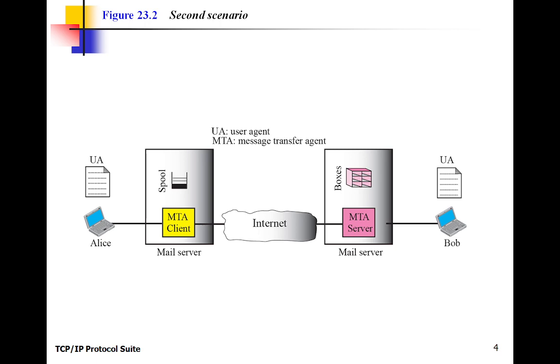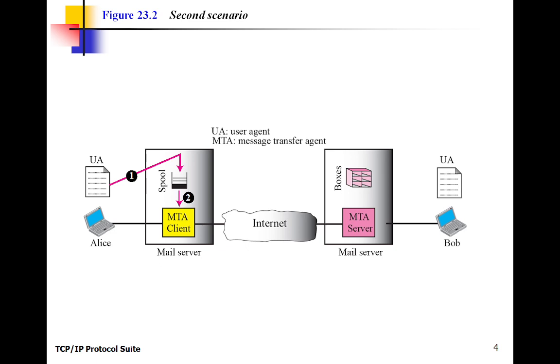So here in the mail server we have an MTA client, and we can have a spool. A spool is a storage; for storage purposes we use the term spool. In that spool all the incoming mail information will be stored. Then through the internet it will reach the other receiver. Now you can see how the mail communication happens: the first communication is from the user agent to the spool.